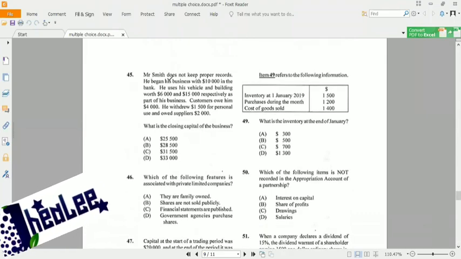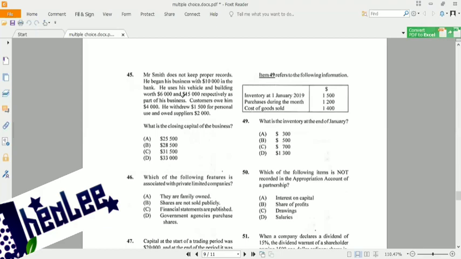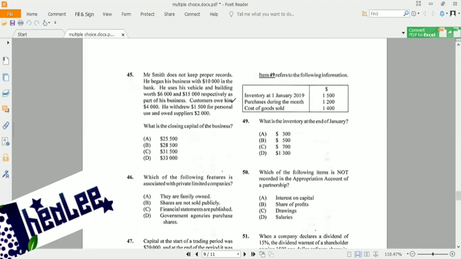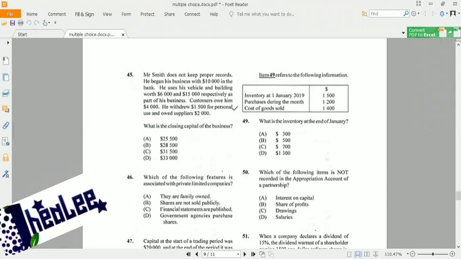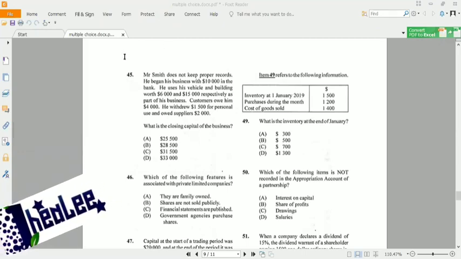All right. So number 45. Mr. Smith does not keep proper records. He began his business with 10,000 in the bank. He uses his vehicle and building worth 6,000 and 15,000 respectively as part of his business. Customers owe him 4,000. He withdrew 1,500 for personal use and owed suppliers 2,000. What is the closing capital of the business? So we need to work out that. When the questions are that long, don't be afraid to write it up on paper.